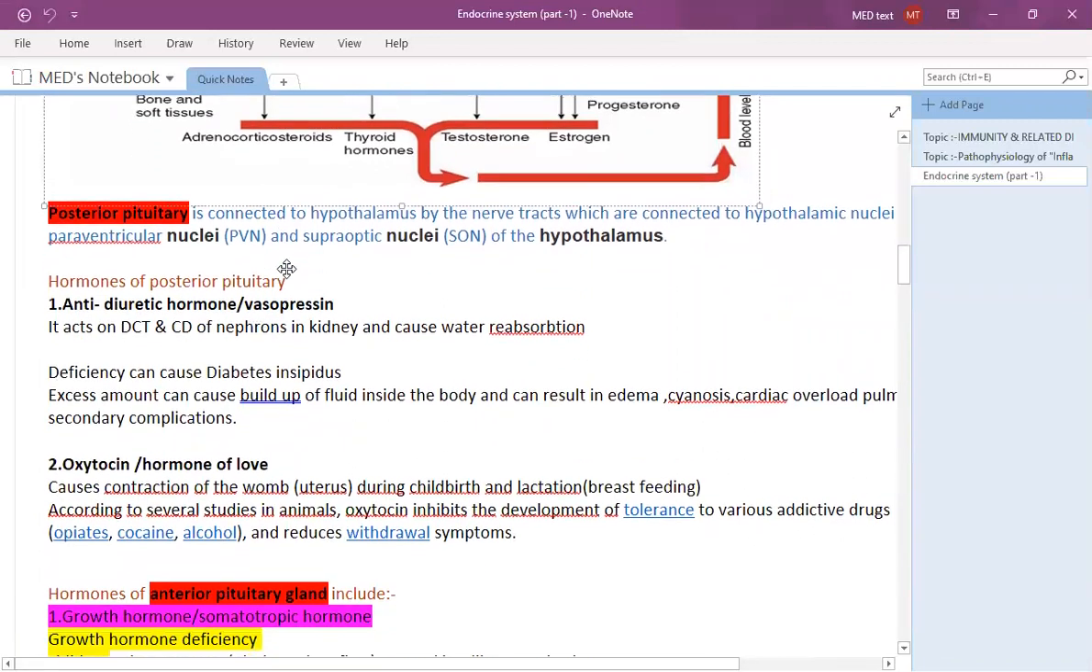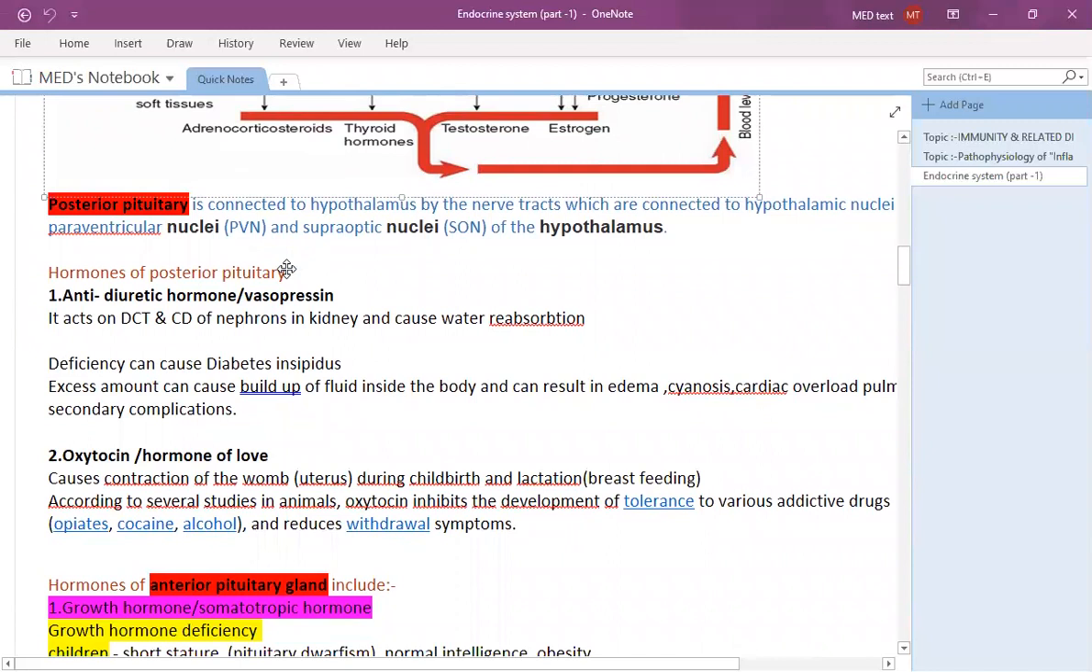Now, the antidiuretic hormone acts on the distal convoluted tubule and collecting duct of nephrons in the kidney and can cause water reabsorption. It's the main function of this hormone. The deficiency of it can cause diabetes insipidus. Now, diabetes mellitus and insipidus are two different topics. So I'll deal with this in the next video.